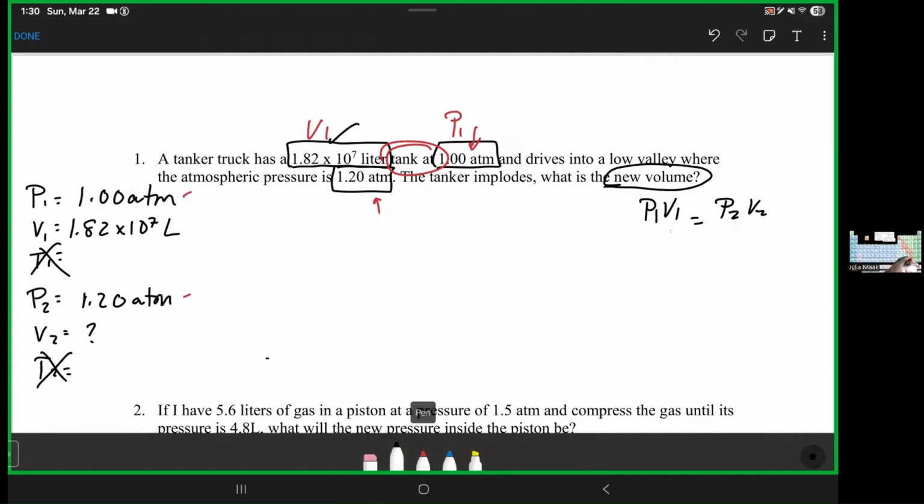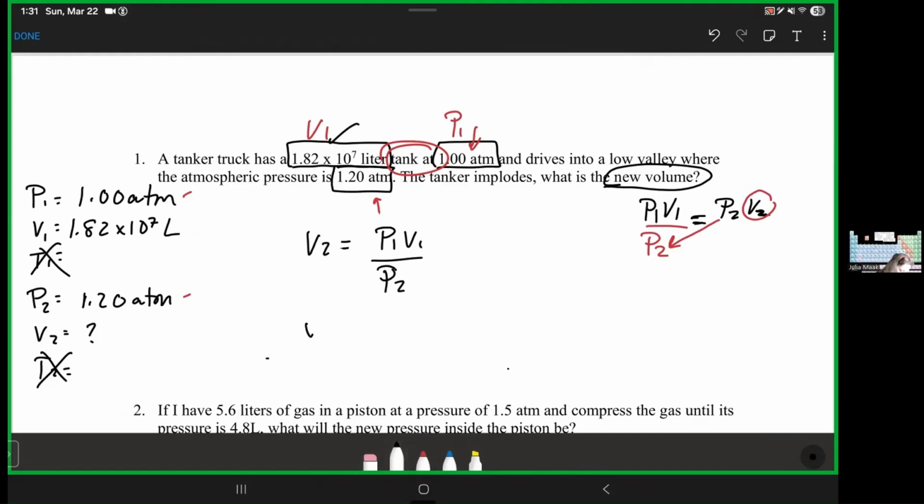So I'm going to rearrange this equation, right? We always say we move the things to the diagonal across the equal sign. If you're good at algebra, you're just rearranging this equation by algebra. If you struggle with algebra, we just say, okay, we're isolating V2. So we're going to move P2 to the bottom on the other side. We're dividing by P2. So my V2 is equal to my P1 V1 over P2.